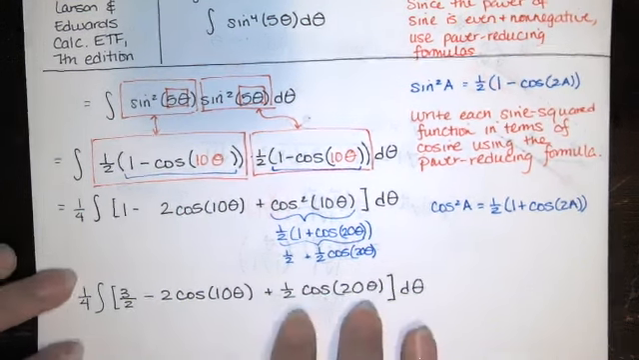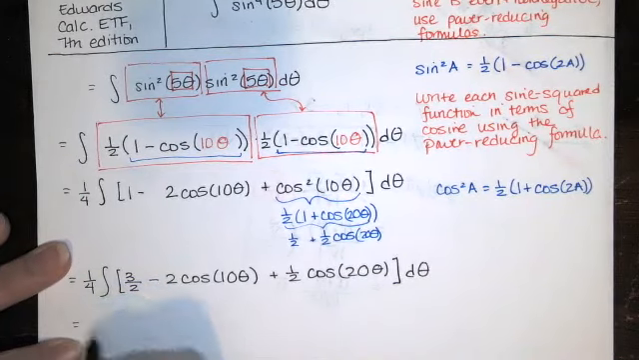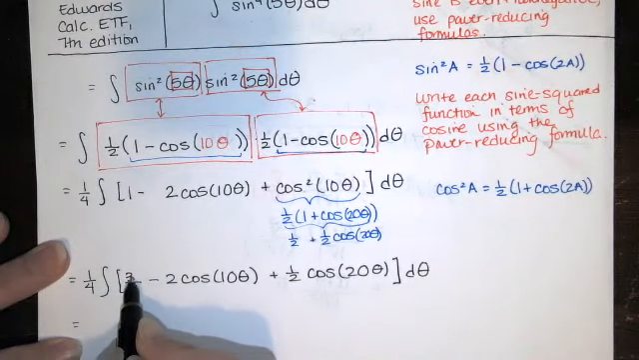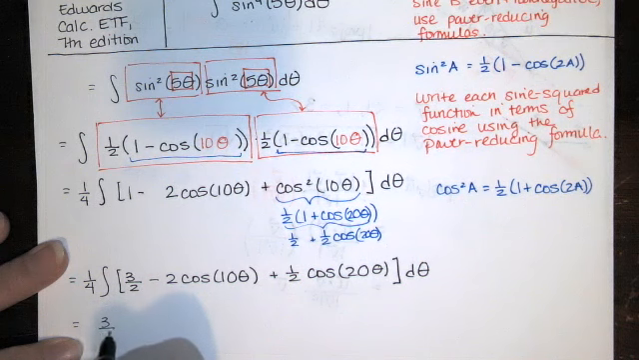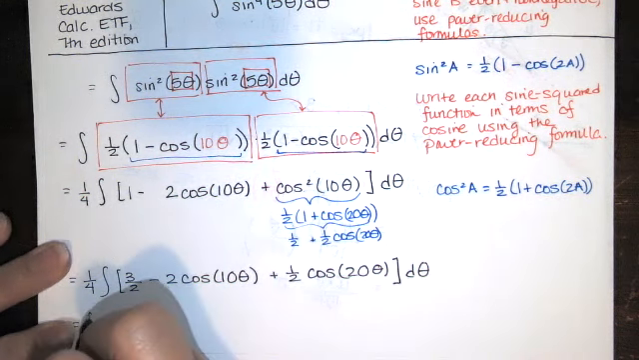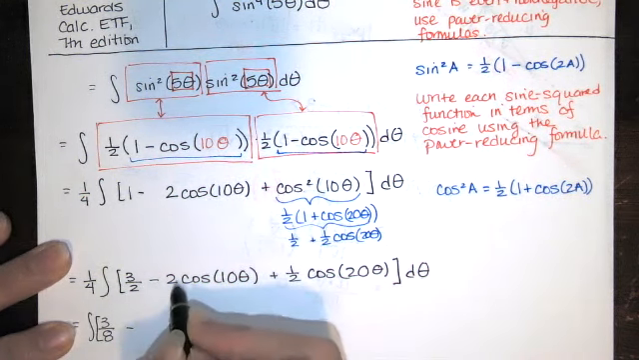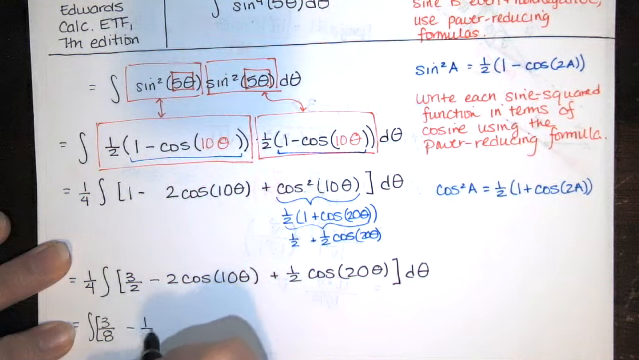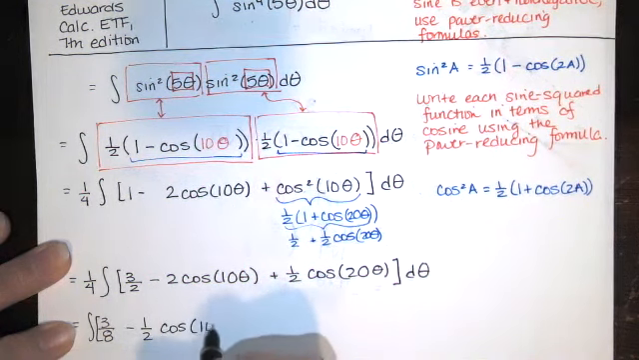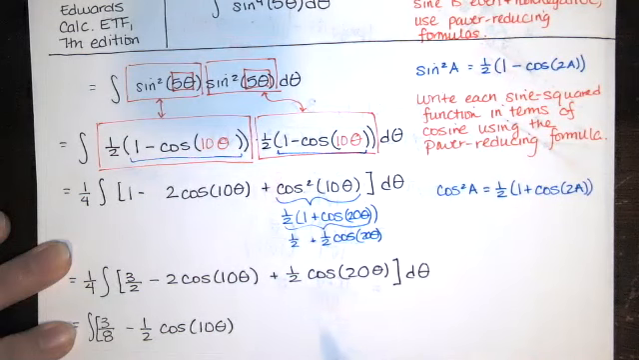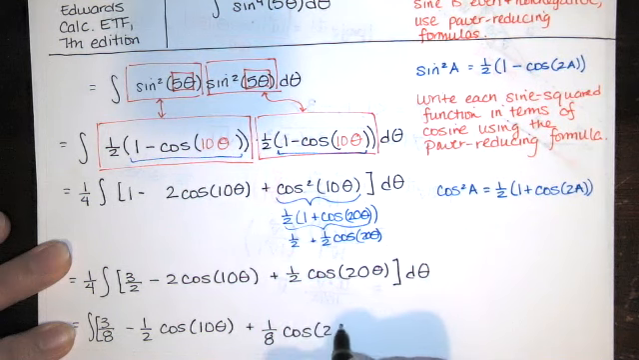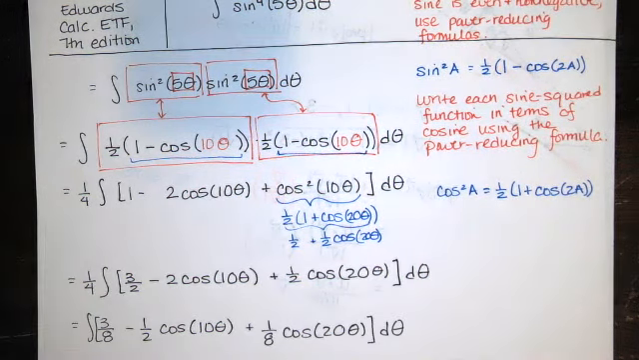I would also probably distribute the 1/4 at this point. So we've got a 1/4 times 3/2 is 3/8. Actually, let's just distribute first. -2 times the 1/4 is going to be -2/4, or -1/2. And the 1/4 times the positive 1/2, just multiply straight across, gives you 1/8. And we're here. Okay, now we'll just use our basic rules for each of these terms.